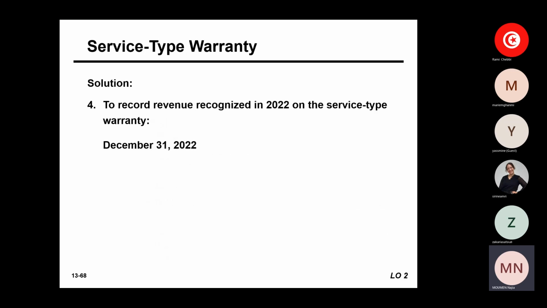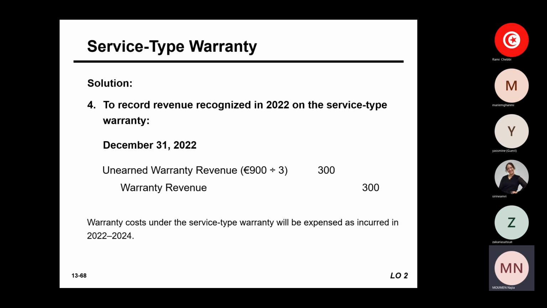Now, December 31, 2022. Here we're talking about recording revenue recognized on the service type warranty. So here, remember, we said this unearned warranty revenue should be recognized as revenue on a straight line basis. It was a service type warranty for 3 years, so every year we should record this portion of 300. Normally in 2020 we recorded 300, 2021 we recorded 300, and then in 2022 we also debit the unearned warranty revenue for 300 and record the warranty revenue for 300.